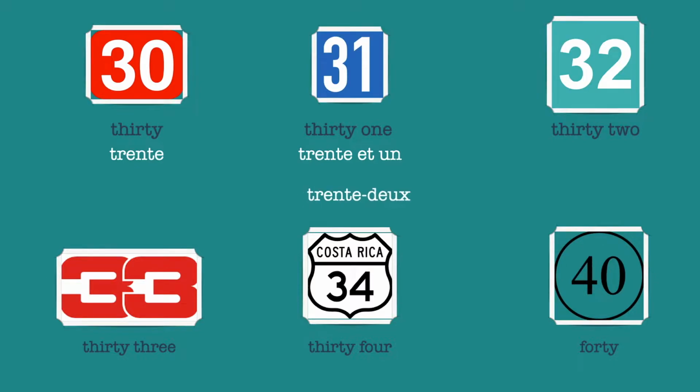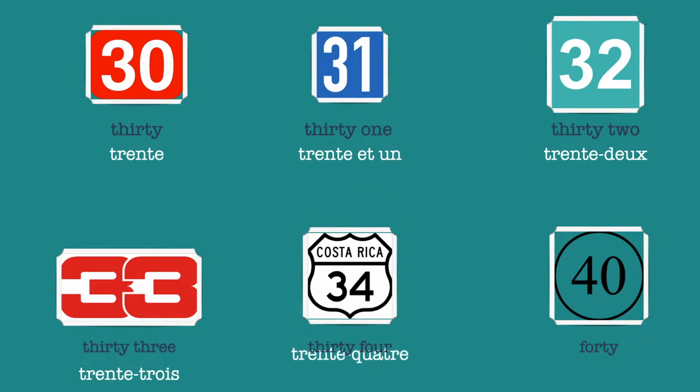32 is the following number. You can see that there is a dash between the two words, and this is done to make the link between words. For 31, there is no dash because the word "et" is used as a link. 32. 33. Nothing special about this number. 34. We are going to move on to 40, because it remains the same from 35 to 39, you just need to know the numbers from 0 to 9, as I taught you in one of my previous videos.